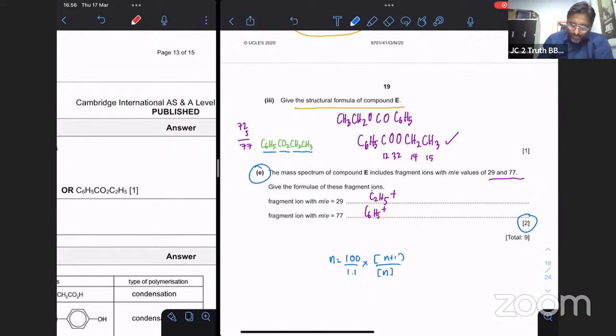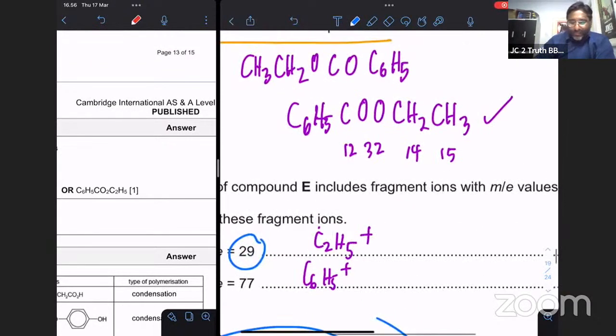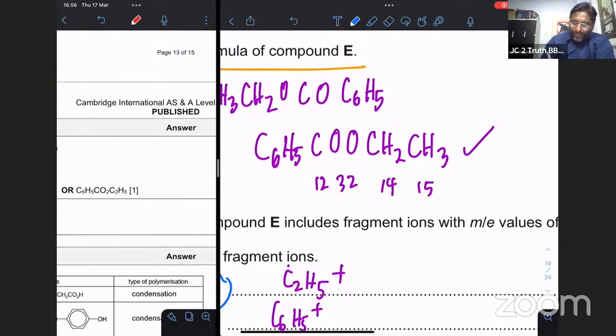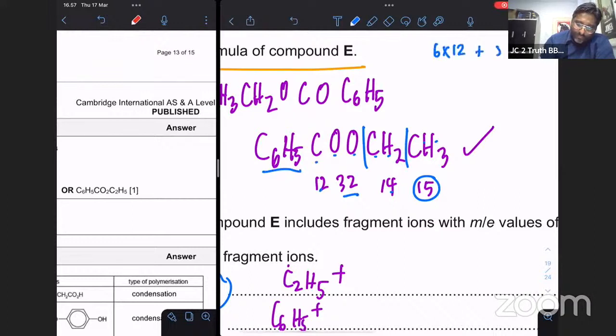Please go through this and make sure you can use this formula to find the number of carbon in that compound. But here they say the fragment ion 29. The easiest way is to write down 12 and 3 is 15, 12 plus 3. And if you put this one, 12 plus 2 is 14. Oxygen is 16, so O2 is 32, carbon is 12, and C6H5 is going to be 6 times 12 plus 5, which is 72 plus 5, 77.